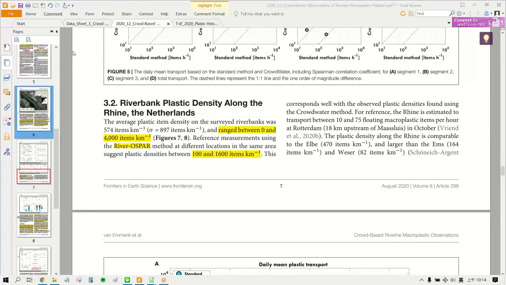And for the results of the riverbank, there's less discussion here, I think. The last result: the range is between 0 and 4,000 items per kilometer. And the OSPAR measurements at different locations suggest that the density will be 100 to 1,600. So you can see the range of the OSPAR is still within this range.